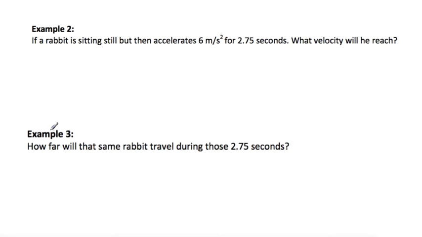Okay, example 2 and 3 somewhat go together. So one more time, I'm going to write out the GUESS method. Givens. Let's look at it. Do green this time. Rabbit is sitting still but then accelerates for 6 meters per second squared for 2.75 seconds. What velocity will he reach? Alright, so I see this number, 6 meters per second squared. It tells me that's my acceleration. So my acceleration is 6. He accelerates for 2.75 seconds. That's the amount of time.